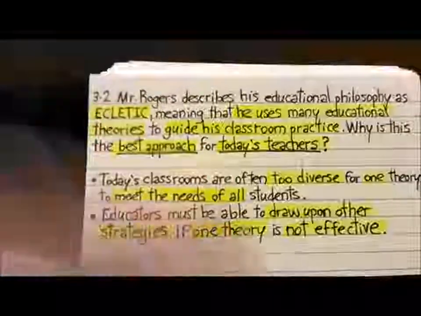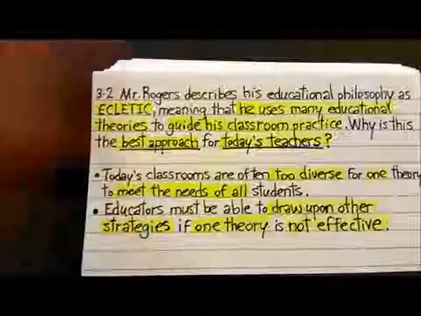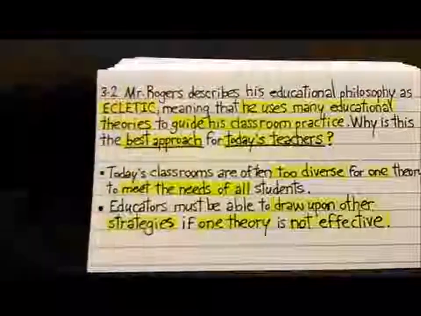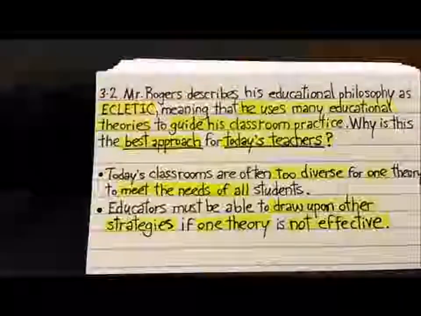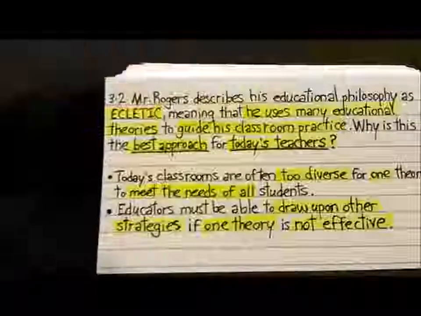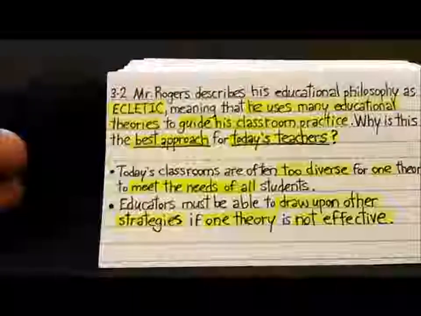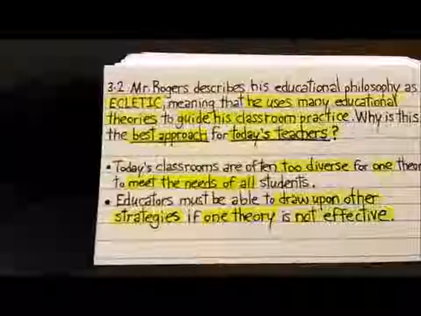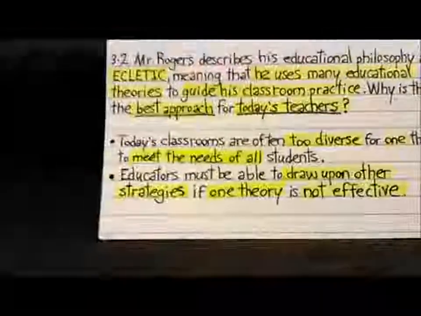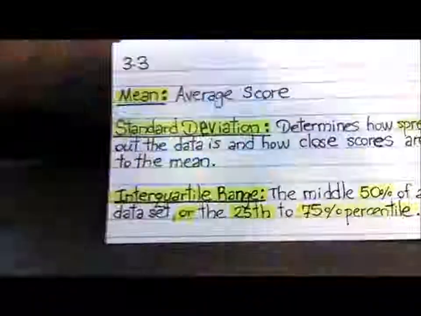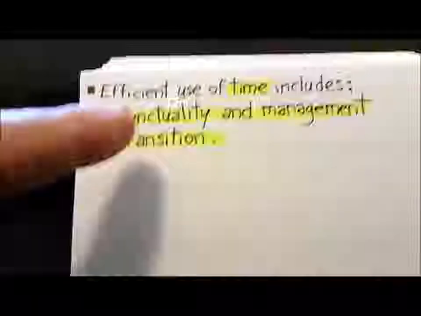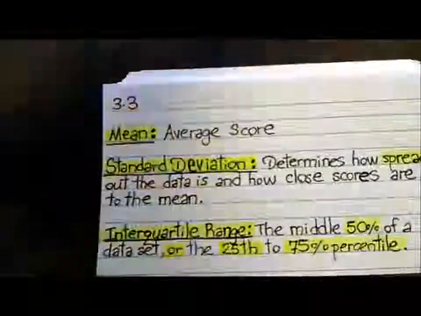See? So if one theory doesn't work, try another one. That's what it means by eclectic, using many educational theories to guide classroom practice. Okay? And that is the best approach. If something doesn't work, try something else, because today's classrooms are too diverse for one theory to meet the needs of all students, of course. Efficient use of time includes punctuality and managing transitions.